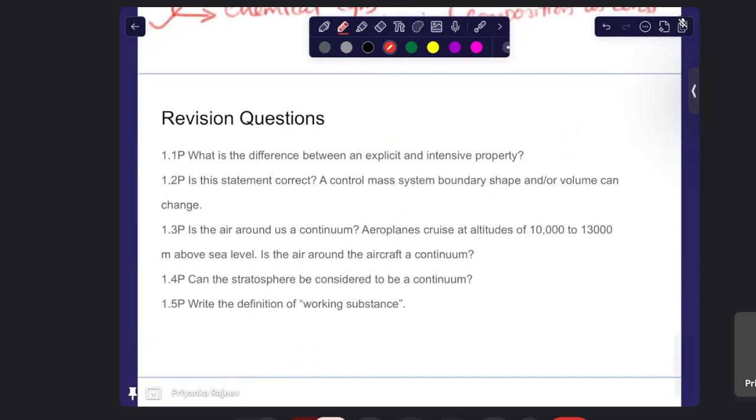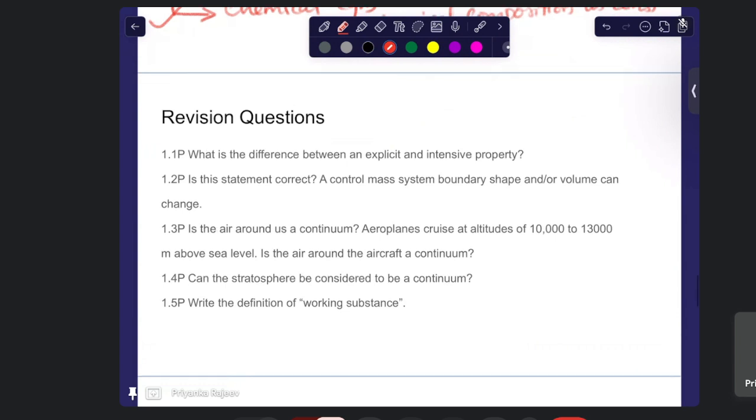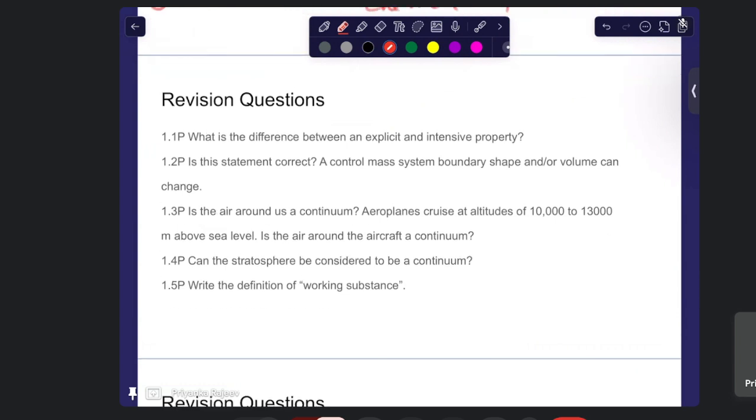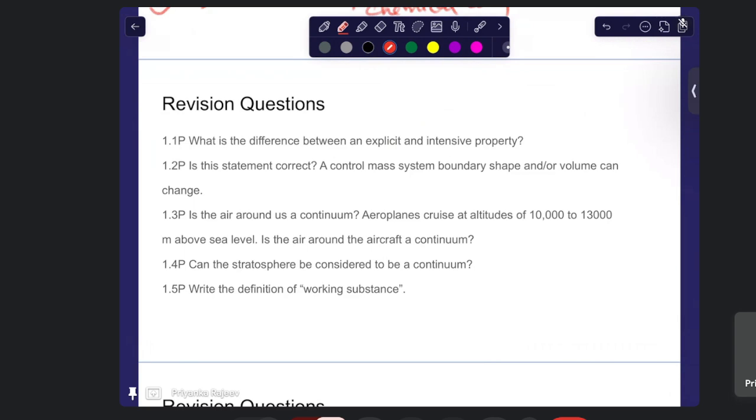So, what is the difference between an explicit and an implicit property? That is already discussed. Then, is the statement correct? A control mass, system boundary, shape, and volume can change. So, yeah, we were discussing control mass, right? So, what is a control mass? When mass is fixed. So, control mass means mass is fixed. That means volume can change. Okay. So the statement is correct. Yes, that is the answer.